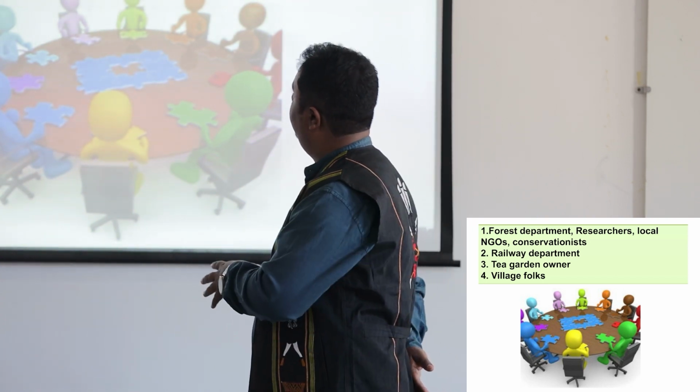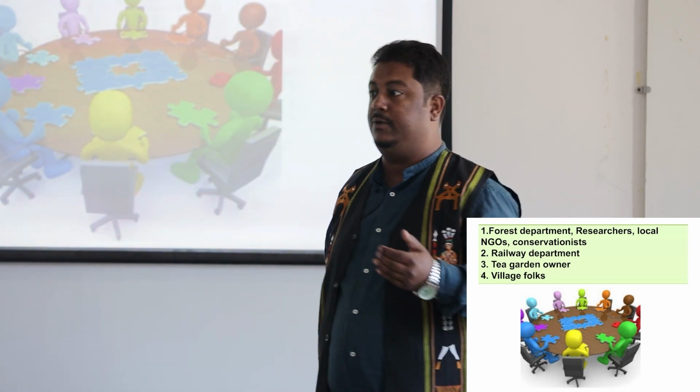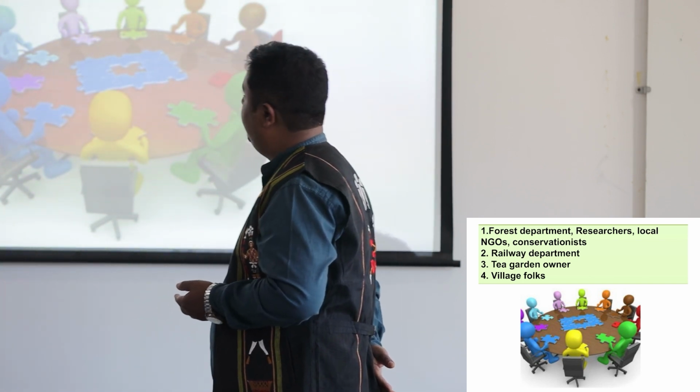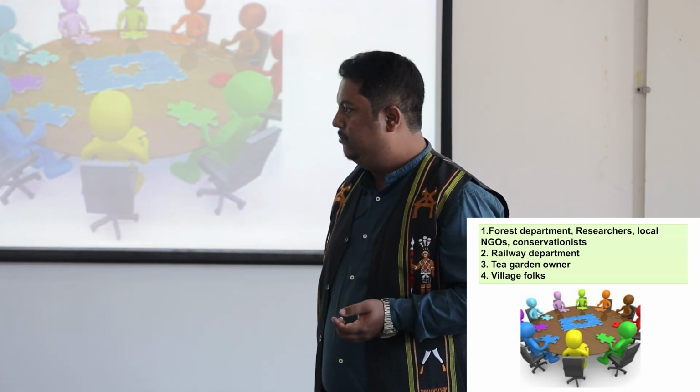There will be another group of the forest department. What are they trying to do? What are they trying to advocate? What are they trying to tell the other departments to mitigate? Then we have the tea garden owners. They will also advocate their part.